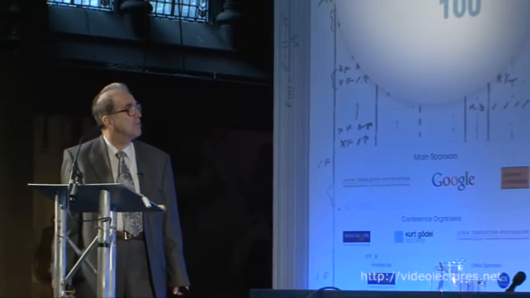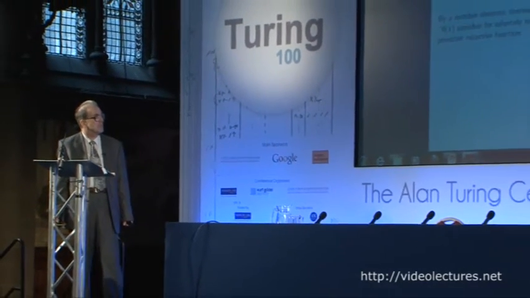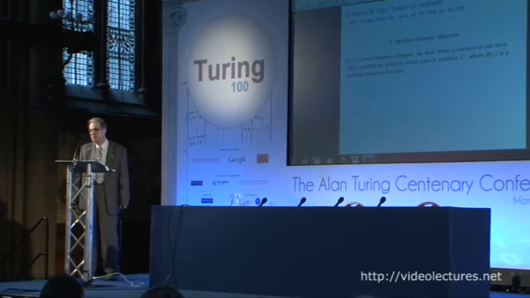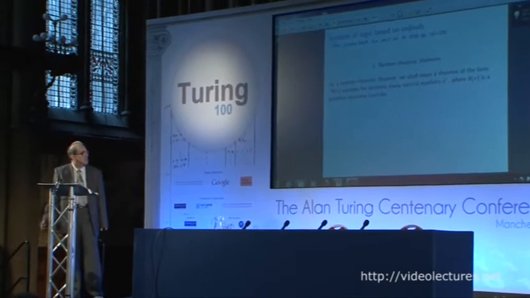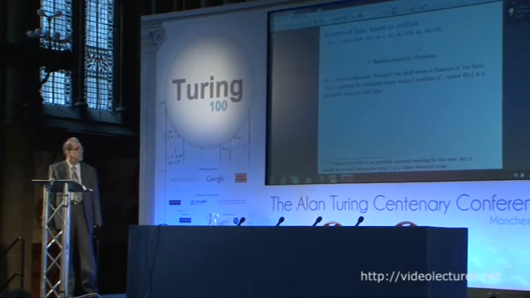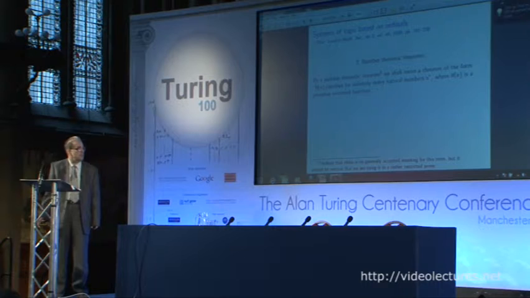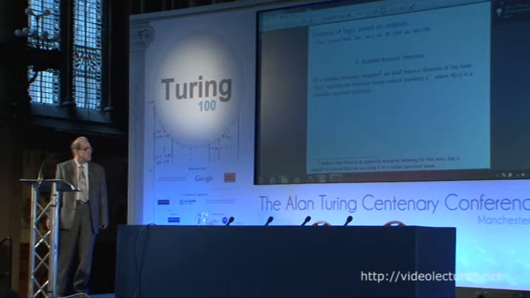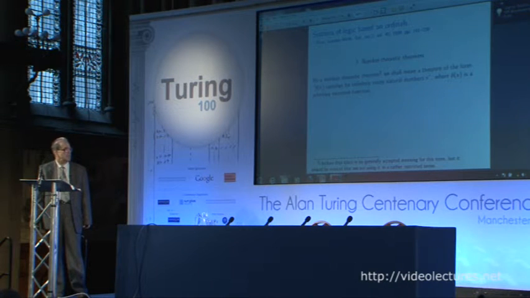But section 3 in his dissertation has a title, "Number Theoretical Theorems." And Turing gave a formal definition of what he understands by number theoretical theorem. "By a number theoretical theorem, we shall mean a theorem of the form theta of x vanishes for infinitely many natural numbers x, where theta is a primitive recursive function." Okay, he adds a footnote. "I believe that there is no generally accepted meaning for this term, number theoretical theorem. But it should be noticed that we are using it in a rather restricted sense."